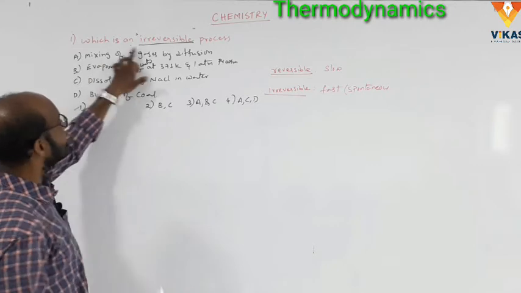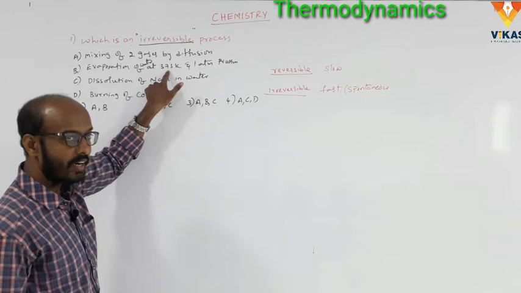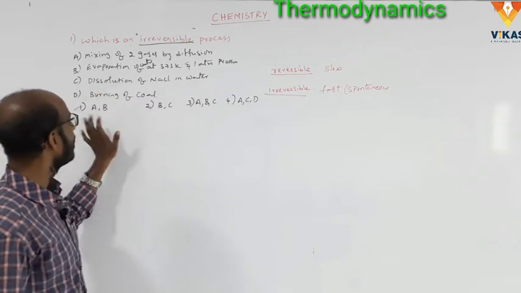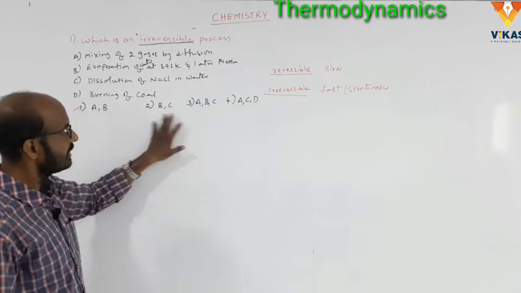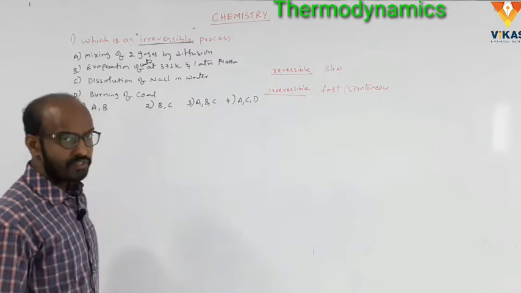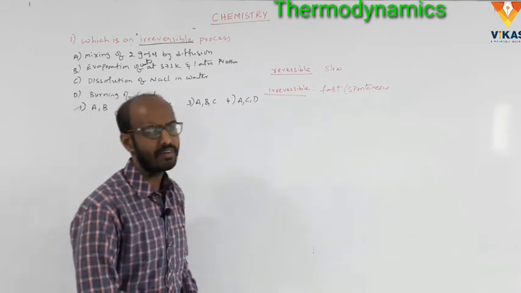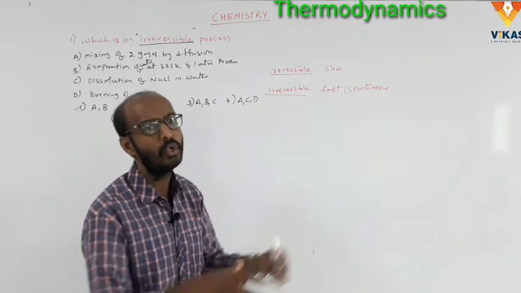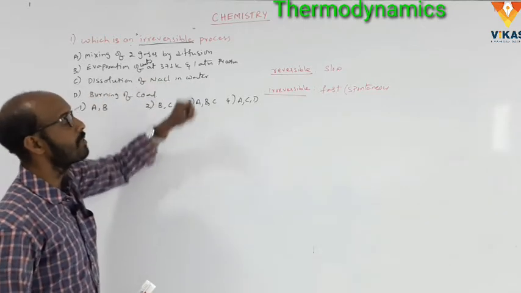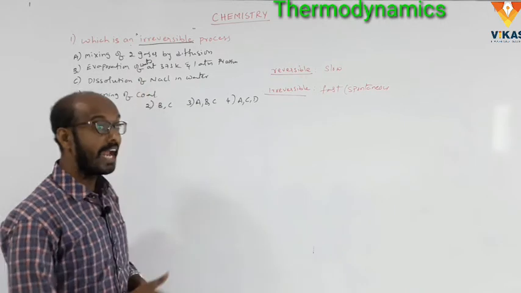So which is an irreversible process? Mixing of two gases by diffusion, evaporation of water at 373 Kelvin, 1 atmosphere pressure, dissolution of NaCl in water, and burning of coal. And here the 4 options: AB, BC, ABC, ACD. Among these 4, which one is correct? Mixing of two gases by diffusion is an easy, fast, spontaneous process. Evaporation of water at 373 Kelvin and 1 atmosphere pressure is a slow process. Why?